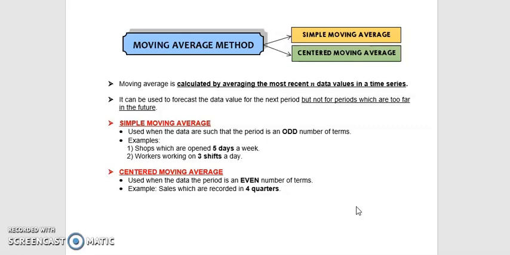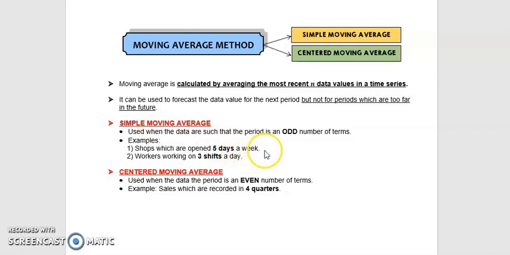Okay, now look at when to use the simple moving average method and the centered moving average method. Simple moving average is used when the data are such that the period is an odd number of terms, or odd number of time. Examples: shops which are open 5 days a week. So what is meant by odd number? Yes, 5 days a week. 5 is an odd number, right? So if you have odd numbers or odd time here, we will use simple moving average.